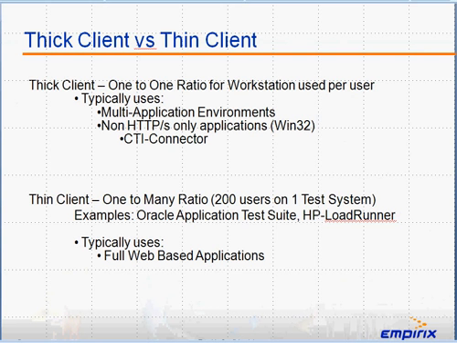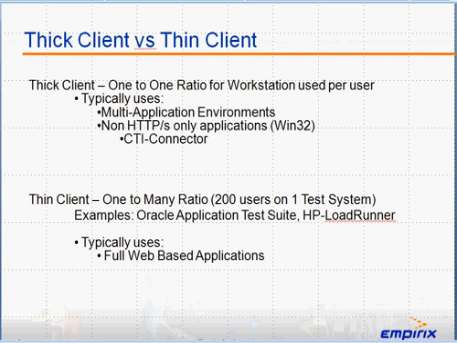Well, thick client versus thin client. What are the differences? Well, thick client is a one-to-one ratio for workstation use per user. Now, this happens in environments where you're still using a Win32 application, or you're using a thick client non-web-based application. Some examples are Salesforce.com CTI integration, for example. There's still a CTI adapter client that gets installed on the workstation. So you need to emulate one workstation per agent.